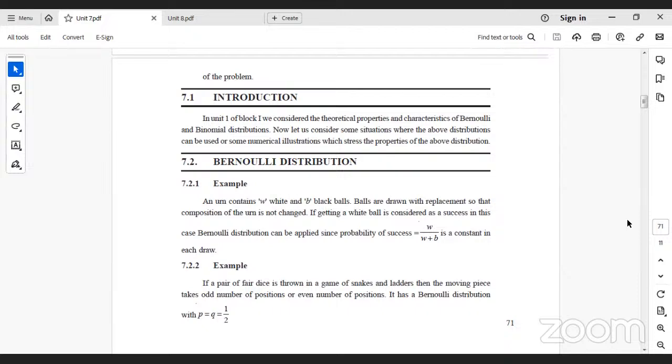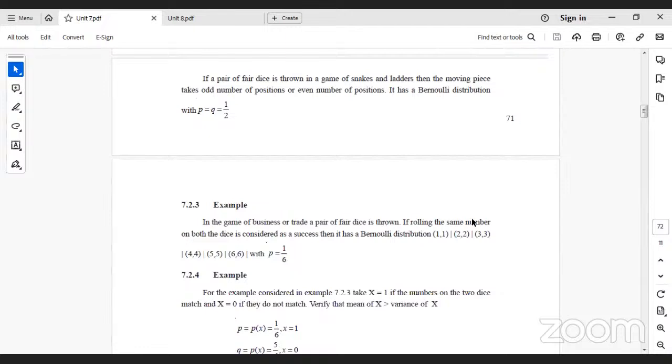In the game of snakes and ladders, if a pair of dice is thrown, moving the pieces takes an odd number of positions or an even number of positions. For a coin toss, we are doing one toss here, and the outcome is head or tail. Both are the same, head equals tail, that is P is equal to Q is equal to 1 by 2.